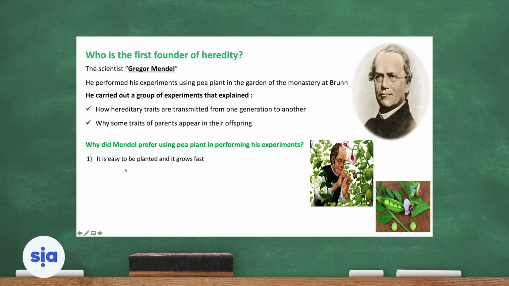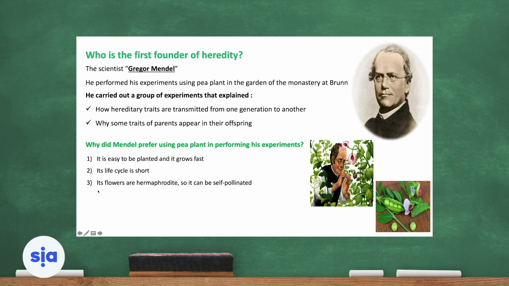Why did he choose pea plants? Because it's easy to be planted and it grows fast. Its life cycle is too short. Its flowers are hermaphrodite, so it can be self-pollinated.